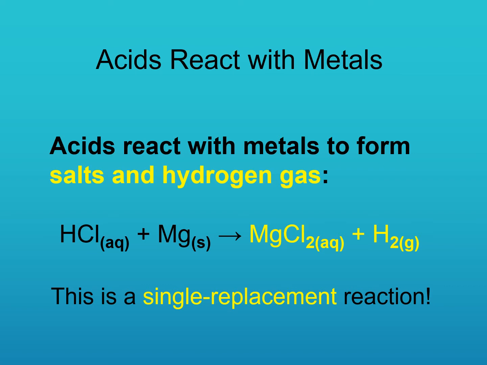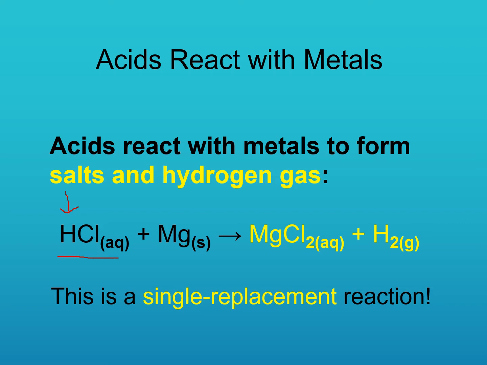When an acid reacts with metals, it will form a salt and make hydrogen gas. So look at our equation. We have hydrochloric acid here. We know it's an acid because of this hydrogen right there. And then magnesium is a metal. By now in chemistry, we definitely know this is a metal. It is on the left side of the periodic table.